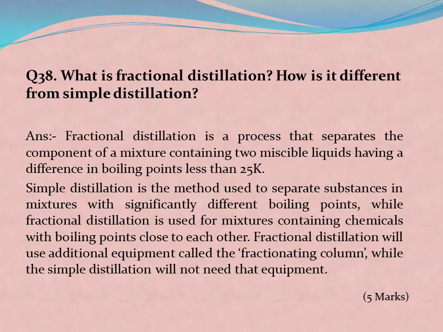Question number 38. What is fractional distillation? How is it different from simple distillation? Answer. Fractional distillation is a process that separates the components of a mixture containing two miscible liquids having a difference in boiling points of less than 25 Kelvin. Simple distillation is the method used to separate substances in mixtures with significantly different boiling points, while fractional distillation is used for mixtures containing chemicals with boiling points close to each other. Fractional distillation uses additional equipment called the fractionating column, while simple distillation does not need that equipment.